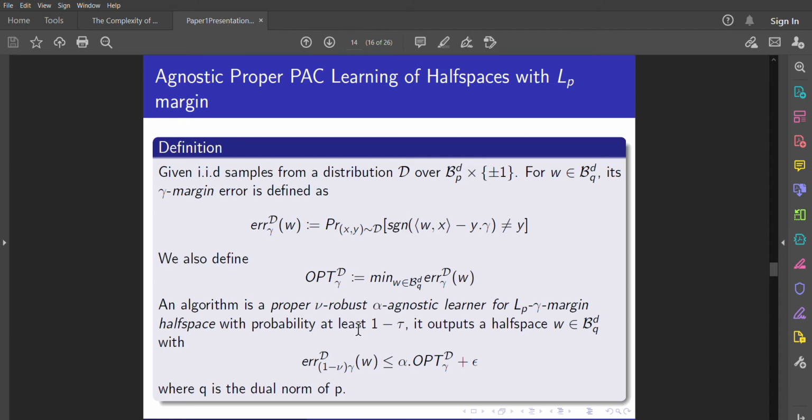An algorithm is a proper (nu, alpha)-robust agnostic learner for Lp gamma margin half spaces with probability at least 1 - tau if it outputs a half space w belonging to B_q^d with error of w less than or equal to alpha times the error of the best fitting function plus epsilon. Here we have introduced q. q is nothing but the dual norm of p.